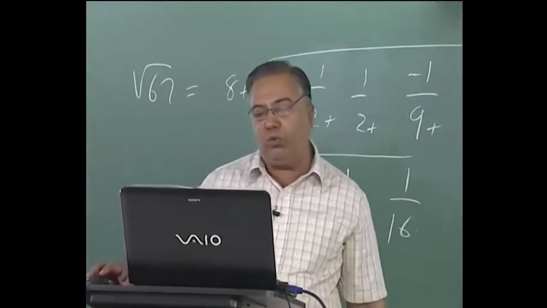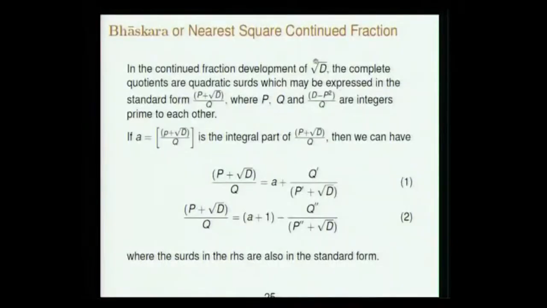It is appearing in the context of a root d. So, if you write root d as a Bhaskara continued fraction, the total coefficients will come out to be quadratic sets like this. Now, see, with a particular property that p and q and d minus p squared by q are integers which are prime to each other, that is called the standard form of the set. So, at any step doing the Bhaskara process and doing the simple continued fraction process, how do they differ? To show that, you take this quadratic set, write it this way, where a is the integral part of p plus root d by q. And you take this quadratic set, you write it as a plus 1, whatever remains, you write it in the quadratic set form, that is how it will look.